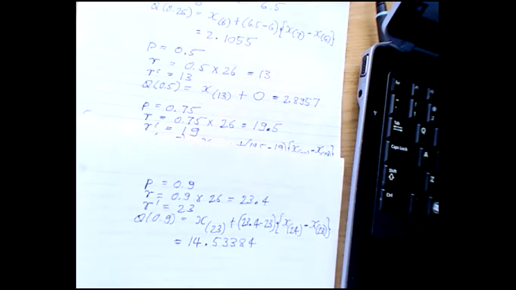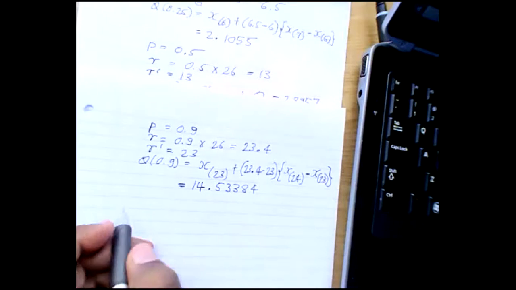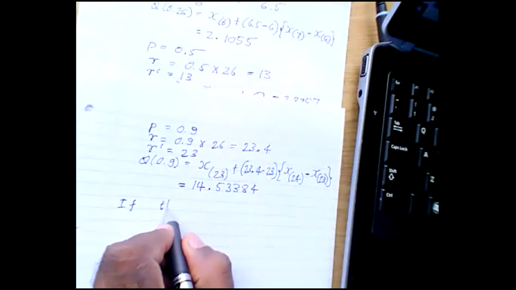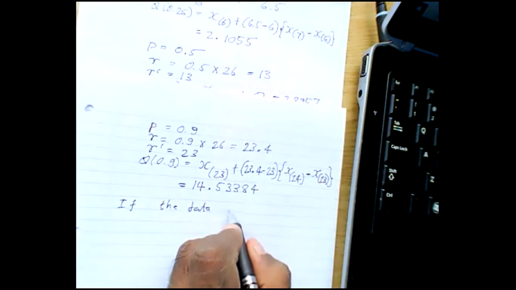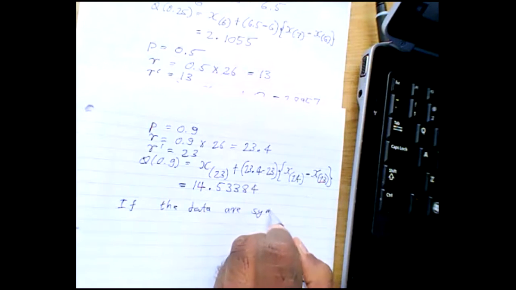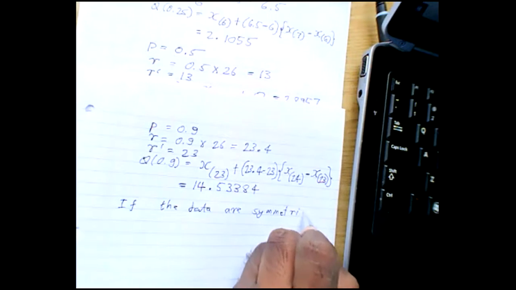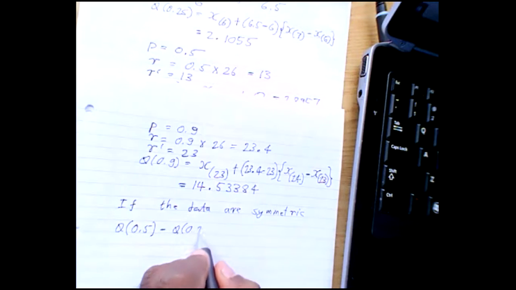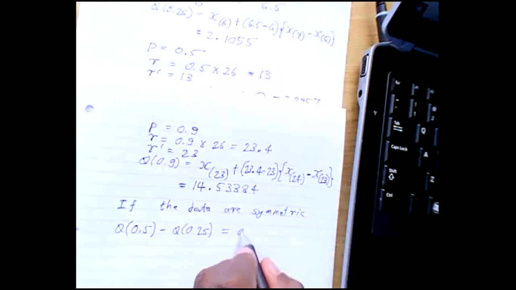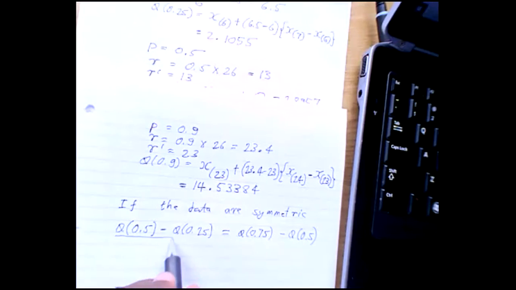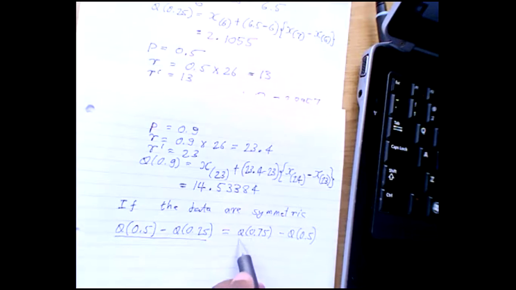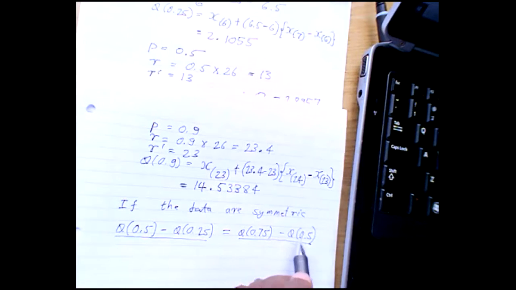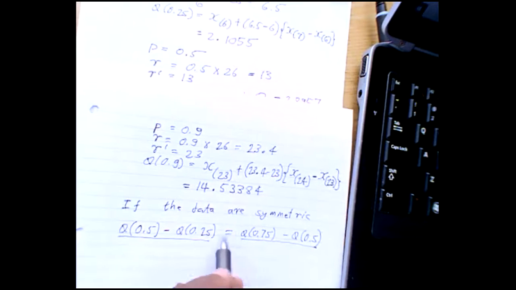All right, so the question is also asking you if the data are symmetric. Now, if the data are symmetric, you would expect the distance between the median and the first quartile to be approximately equal to the distance between the third quartile and the median, right? So remember, this is the distance between the median and the first quartile, and this is the distance between the third quartile and the median. And these will be equal if the data are symmetric.